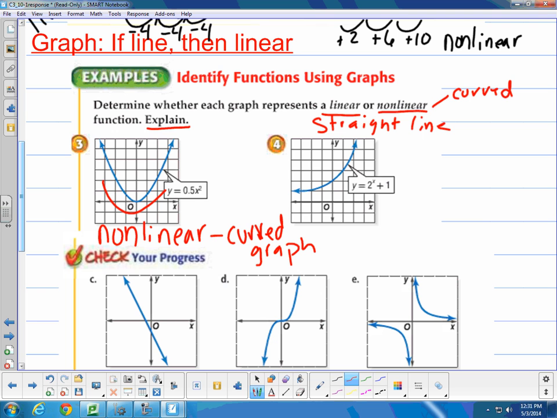Not so bad, right? Number 4 as well. We're seeing this is a curved graph, so we're going to say that this is non-linear.